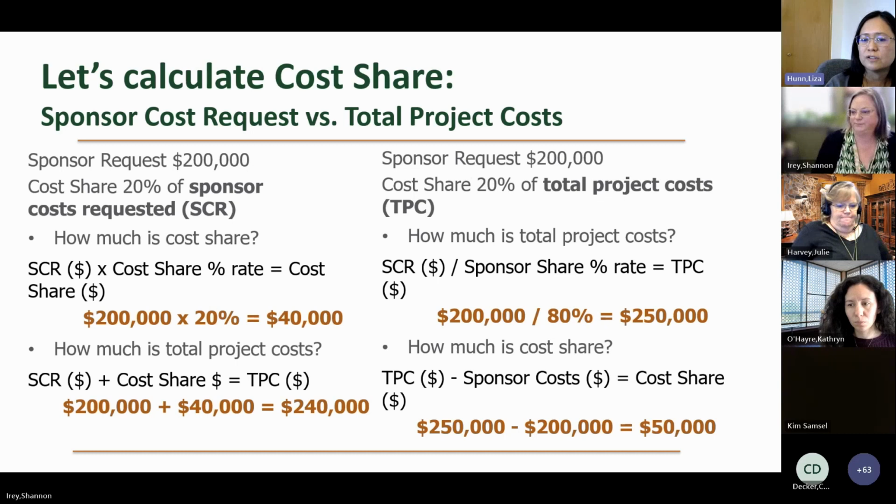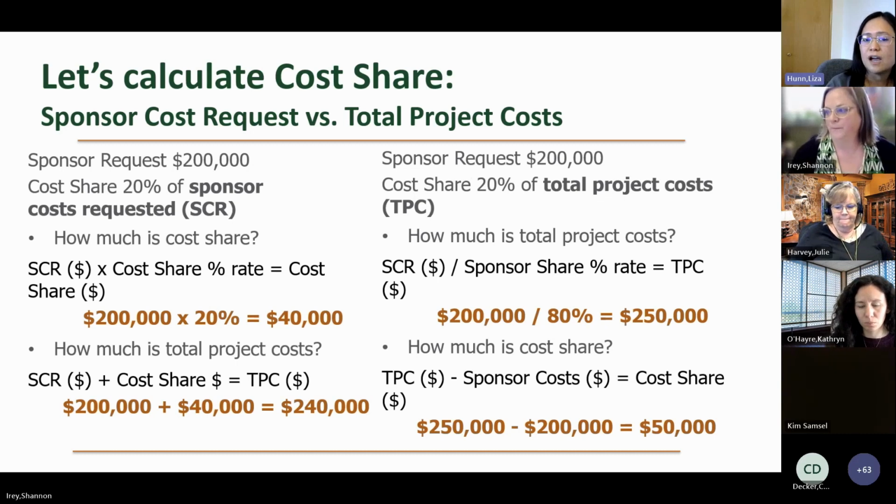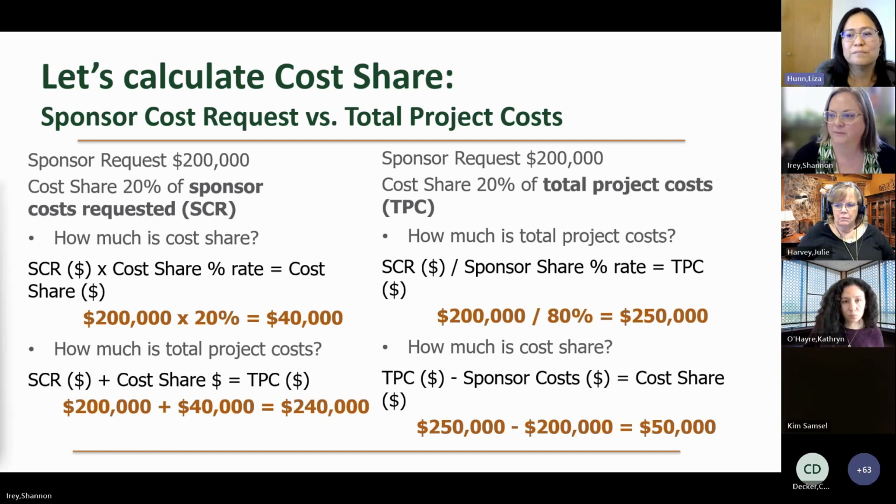So how much is total project cost? Total project cost is the sponsor request, which is 200K, plus the cost share, which is $40,000. Total project cost is 240,000. Okay, I'm going to stop there. Questions? Okay, cool. Moving on.